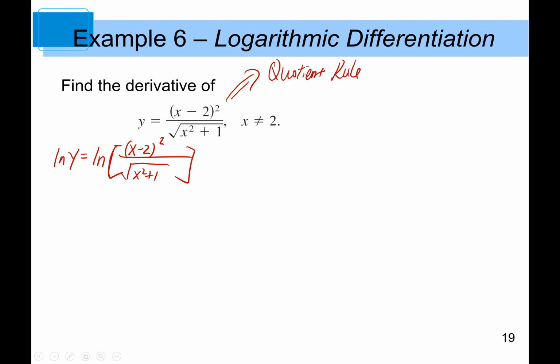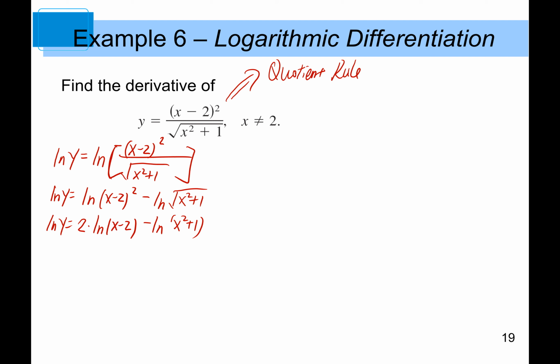Okay, so let's expand it. Ln of y equal to, the quotient becomes a difference. Put exponents in front: 2 times ln of x minus 2, minus ln of x squared plus 1 to the half. So again, put exponents in front. And ln y equals 2 times ln of x minus 2, minus half times ln of x squared plus 1.